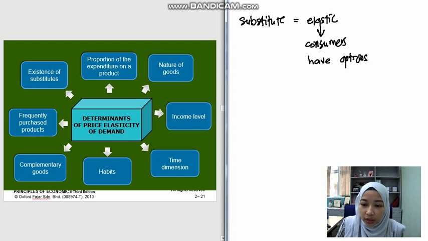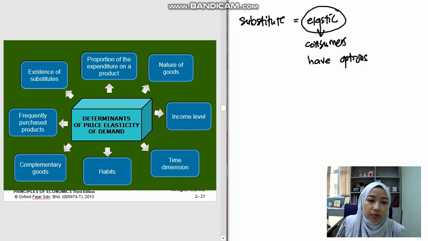They will immediately reduce their purchase of Nike shoes, and they will change their purchase to the other brands of shoes. So for products with more substitutes, the demand will be very elastic. The second determinant here is the proportion of the expenditure on a certain product.